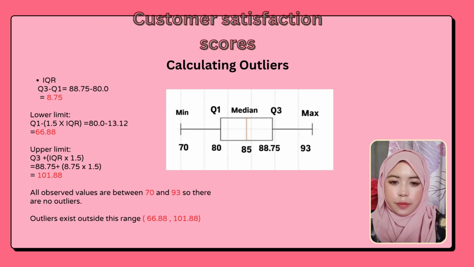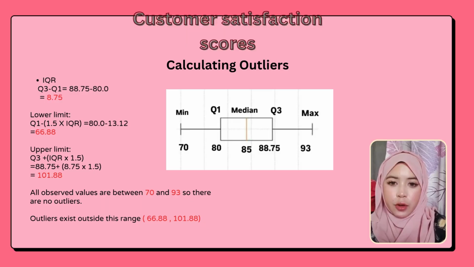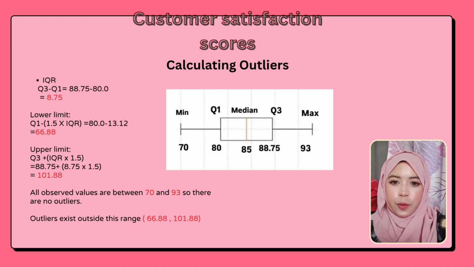The next step is to calculate the interquartile range. The interquartile range is Q3 minus Q1, equal to 88.75 minus 80.0, which gives us an IQR of 8.75. Next, we calculate the lower limit and upper limit to check for outliers.